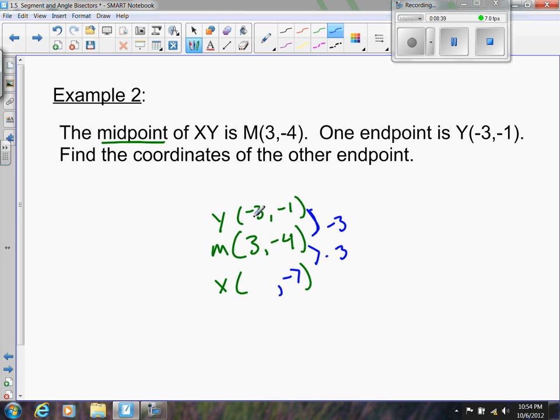Here I went from -3 up 6. So I'm going to have to go up another 6 to 9. And you can check your answer by 9 plus -3 divided by 2. Add my two endpoints divided by 2. 9 plus -3 is 6. 6 divided by 2 is 3.